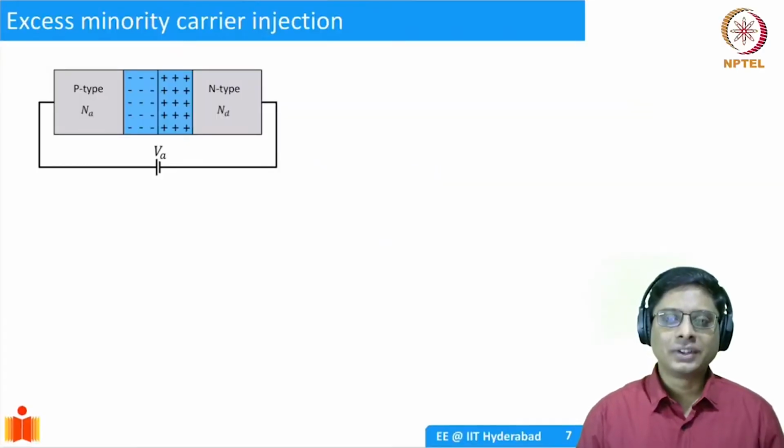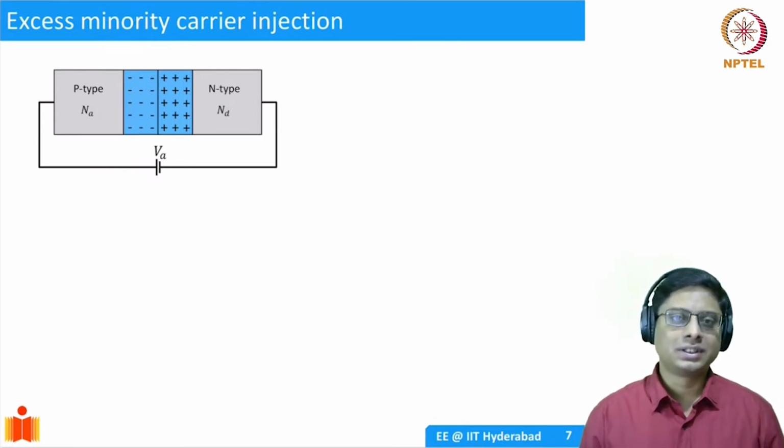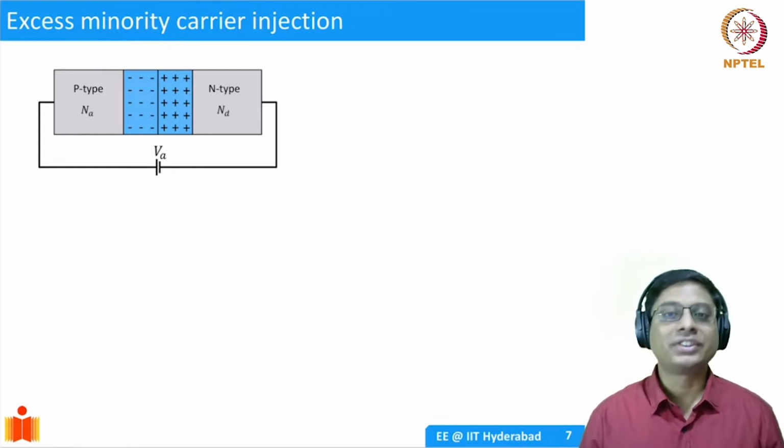Welcome back. So now we would like to understand the current flow in a PN junction more quantitatively. To do that, we need to understand how the minority carrier injection takes place. So what is minority carrier injection?